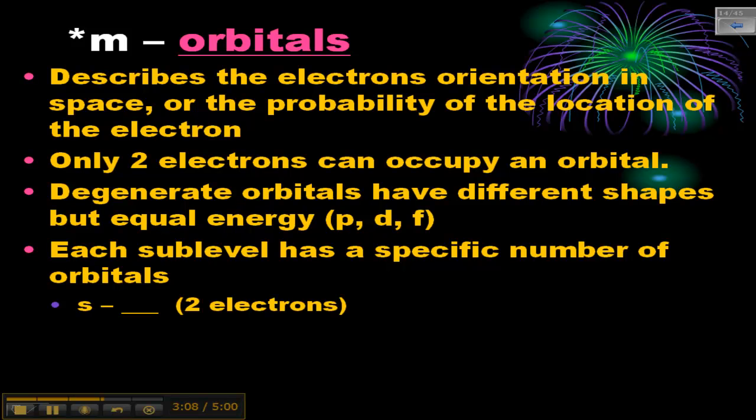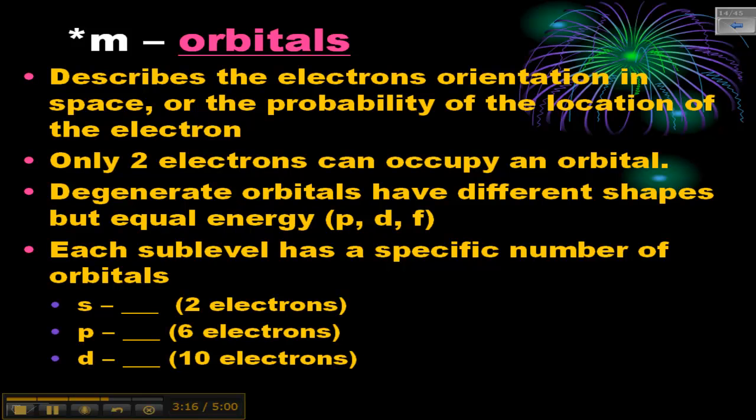Each sublevel is going to have a specific number of orbitals, so you need to know these as well. So if S can hold 2 electrons, and each orbital can only have 2 electrons, then S only has 1 orbital. If P can hold 6 electrons, then it needs 3 orbitals to hold those electrons. D can hold 10 electrons, so it would have 5 orbitals, and F can hold 14 electrons, so it can have 7 orbitals. So again, 2, 6, 10, 14, make sure you know the maximum number of electrons, and then know how many orbitals are in each sublevel. A lot of stuff to learn.